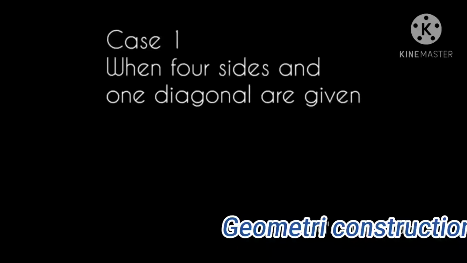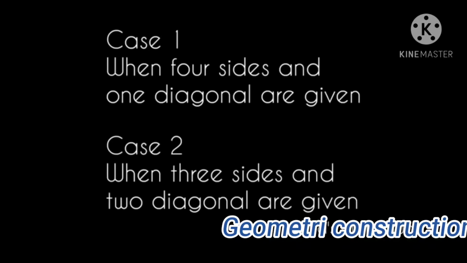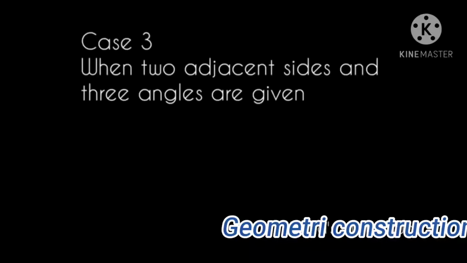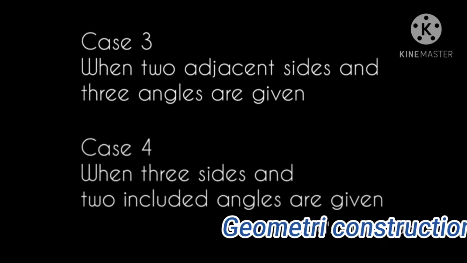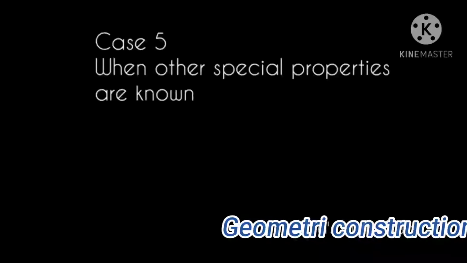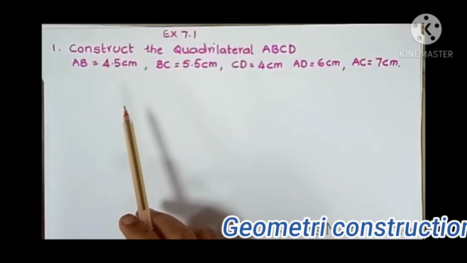Case 1, when 4 sides and 1 diagonal are given. Case 2, when 3 sides and 2 diagonals are given. Case 3, when 2 adjacent sides and 3 angles are given. And another case is there, that is the fourth one, when 3 sides and 2 included angles are given. And also by using some special properties we can construct the quadrilaterals.